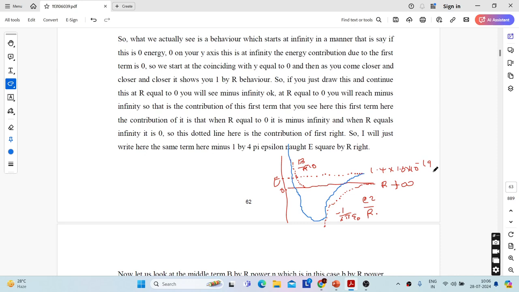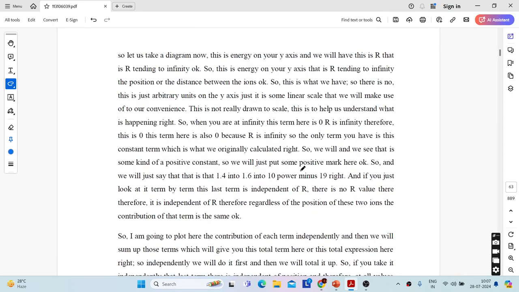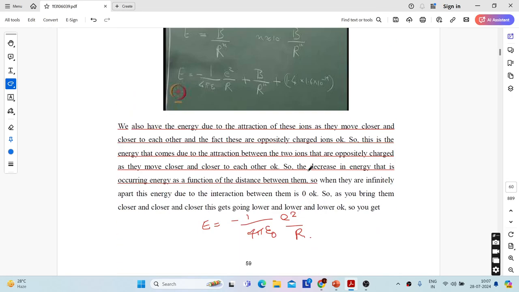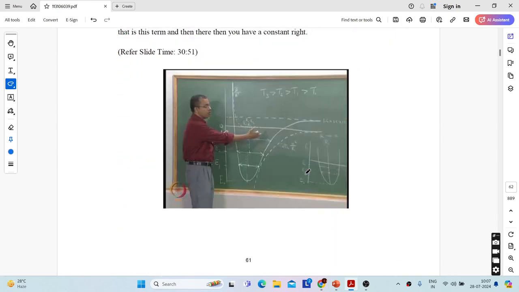Now let us see the other term, the attractive energy. That will be minus 1 over 4 pi epsilon 0 times e squared by r. Because it is a 1 over r term, it will be a decay term on this side. Another one is B by r to the power 10, which we can represent here. In total, if we plot these three energies together, it will be the blue curve, whatever we have seen here.